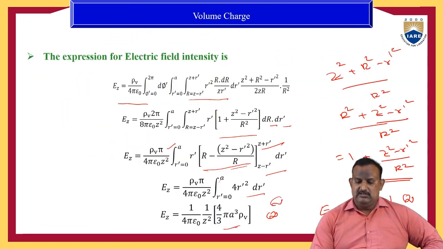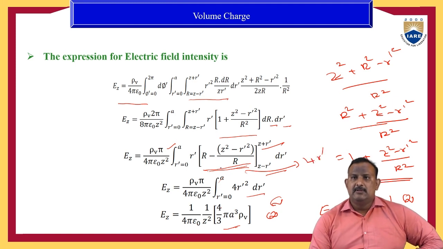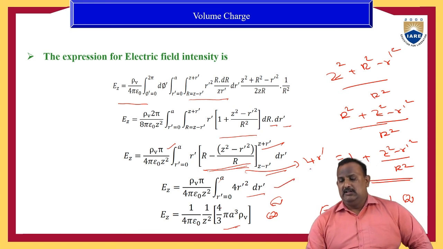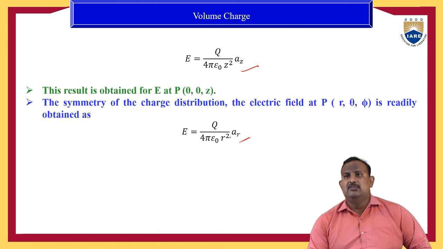So in place of r into z square minus r square by r, between the limits of z plus r dash to z minus r dash, we need to substitute the value 4r dash. Therefore, the total equation becomes integral r equal to 0 to a, where a is the radius of the sphere. Then 4r into r becomes 4r square into dr. So this is about the electric field intensity due to the volume charge. It is E equal to Q by 4 pi epsilon naught r square into ar.